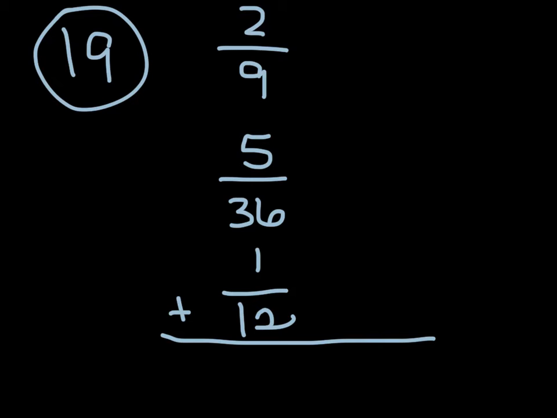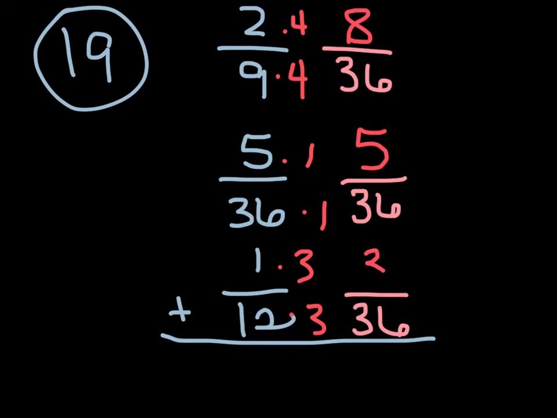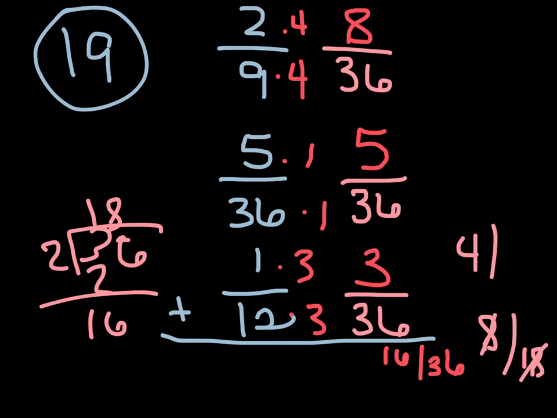Okay, for number 19, your common denominator is 36. Then you want to find equivalent fractions. 9 times 4. 36 times 1. 12 times, what is it, 3? Yeah. And then just add your numerators. You got 8 plus 8, which gives you 16 over 36. Now that one's not improper, but you can simplify it because they're both divisible by 2. So you got 16 divided by 2 gives you 8. And then 36 divided by 2 gives you 18. As you can see, you can divide it again by 2. 8 divided by 2 gives you 4. 18 divided by 2 gives you 9. And there's your final answer.